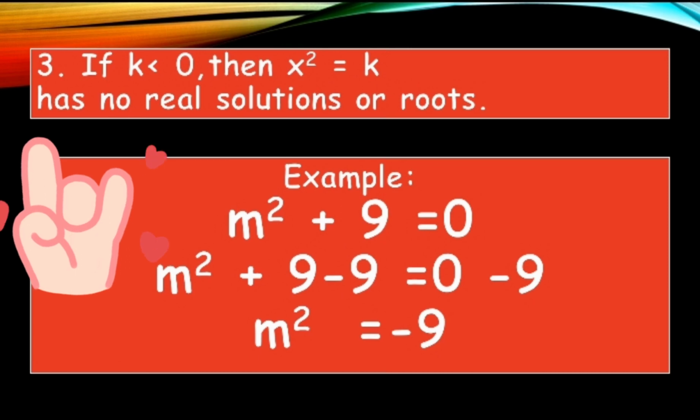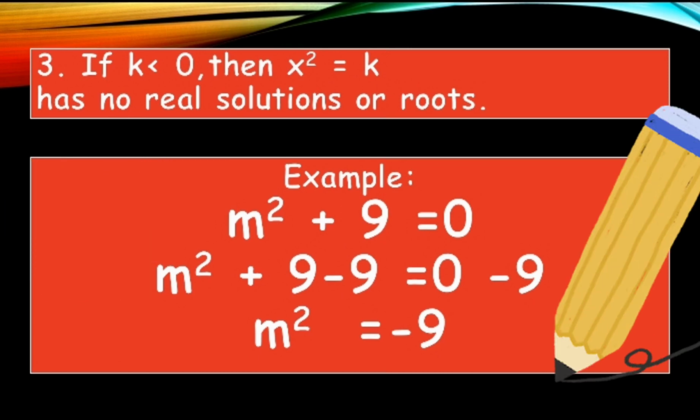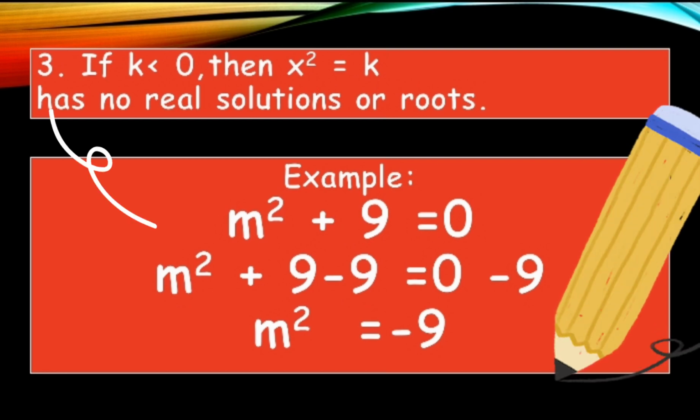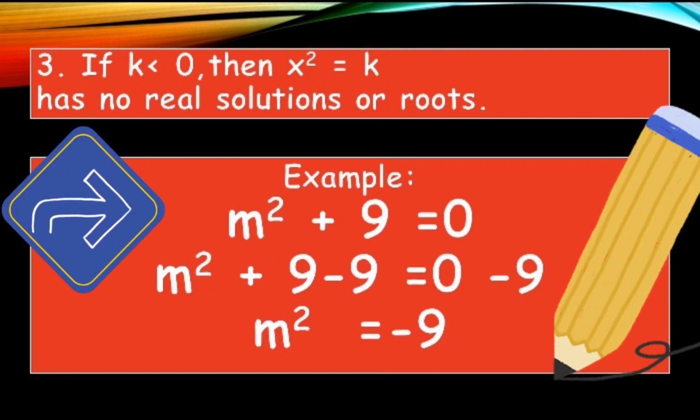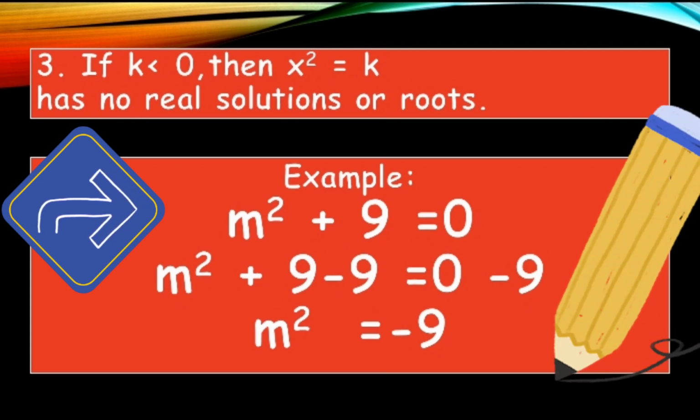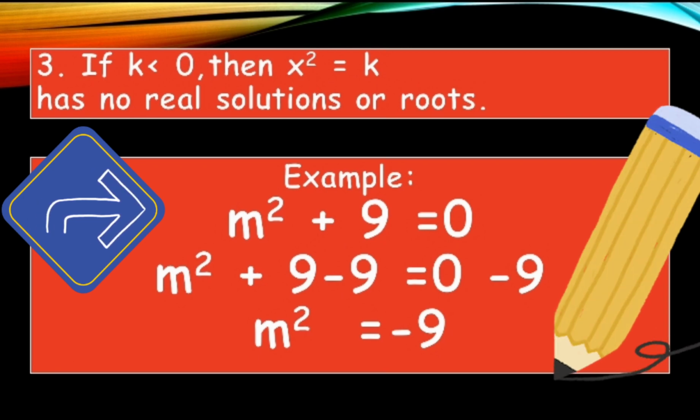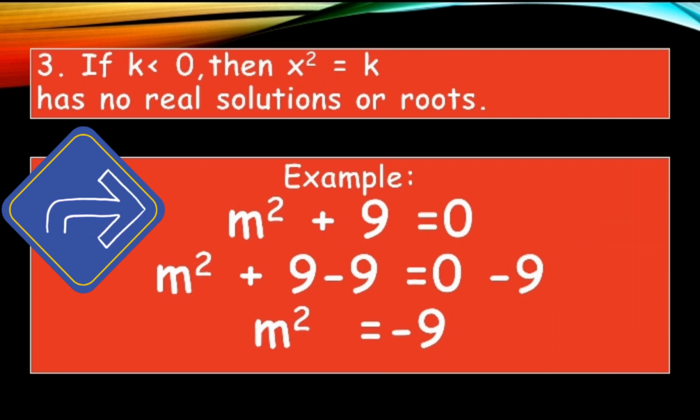So, let's proceed to the third condition. Third one, if your k is less than 0, then x squared is equal to k has no real solution or roots. Example, we have m squared plus 9 is equal to 0. So, para isimplify natin ito, gagamit tayo ng subtraction property of equality. So, meron na tayo ngayong m squared plus 9 minus 9 is equal to 0 minus 9.